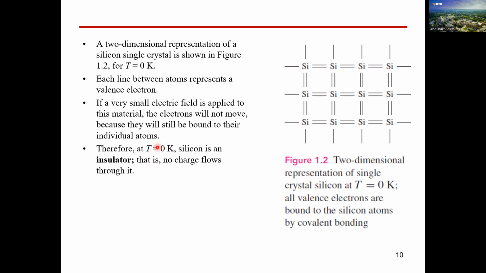Therefore, at T equals 0 Kelvin, silicon is an insulator material, so it cannot conduct any current. That means no charge flows through the atoms or through the crystal of silicon. So this is at 0 Kelvin, since we do not apply a source of energy to the crystal of the silicon.